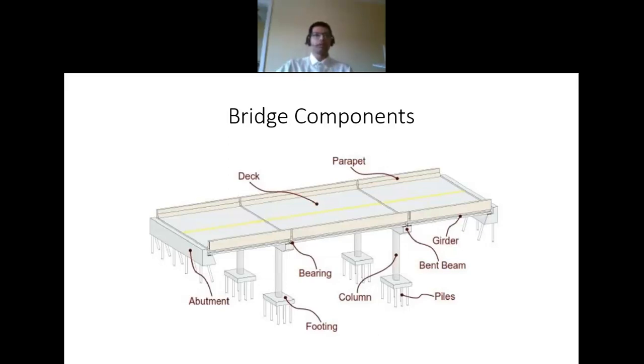The deck is supported by girders, also called beams. These are different from the bent beam that's marked here. The bent beam is also called a bent cap. We'll come to that later. But girders are the main horizontal support structure. They are mostly found to be I-beams or box beams, depending on the shape. They're either made of steel or pre-stressed concrete. They run throughout the span of a bridge and across the deck on the underside.